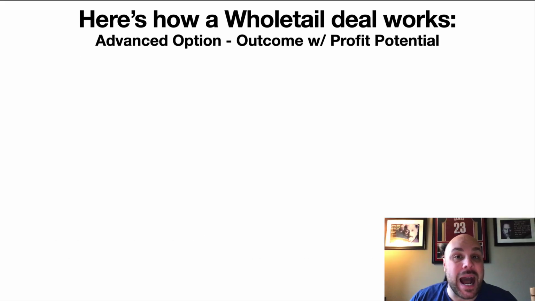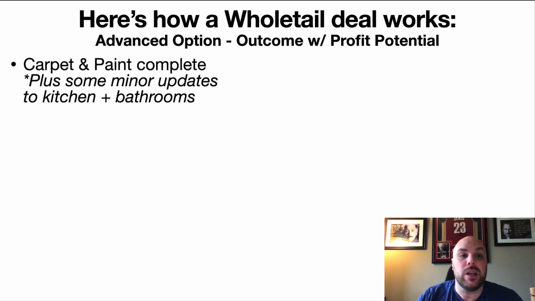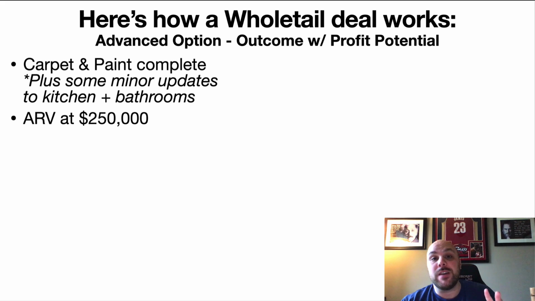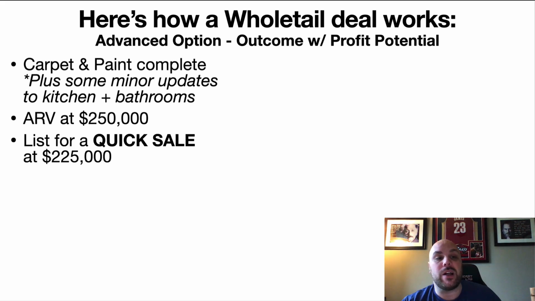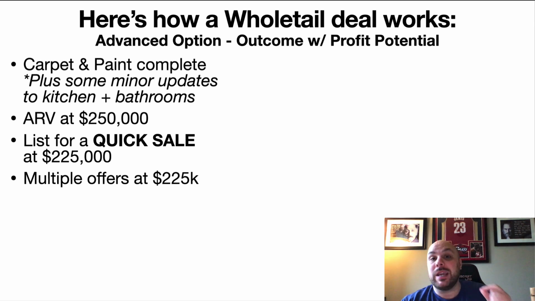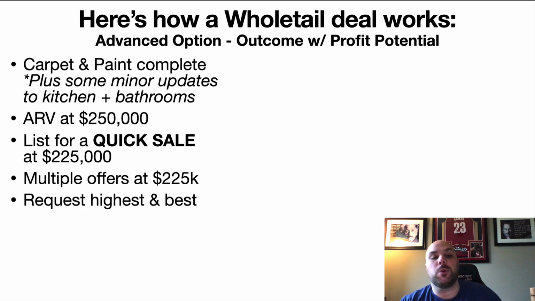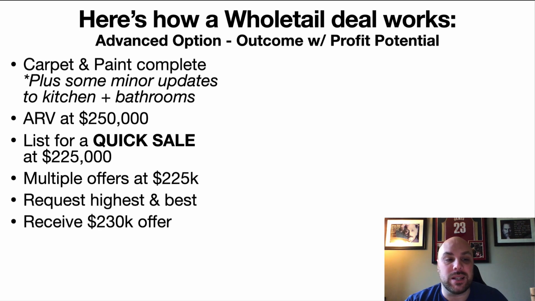Now let's talk about the outcome with the profit potential on this advanced option. The carpet and paint is going to be complete, and like we did on the other one, we're going to do some minor updates to the kitchen and bathrooms, nothing crazy. The ARV, again, $250,000. We're going to list it for a quick sale at $225,000. Again, we're going to get multiple offers because we're priced $25,000 less than everybody else, and we're going to request highest and best. We're going to receive an offer of $230,000.